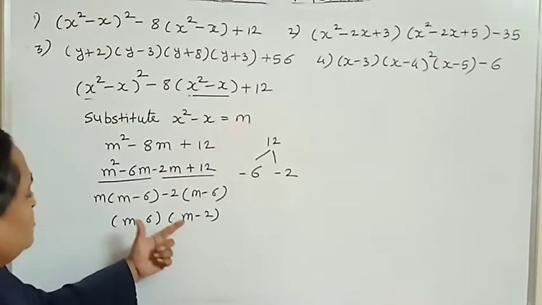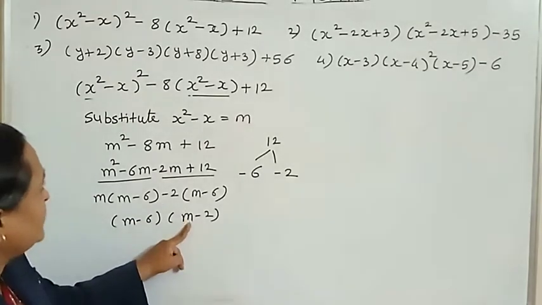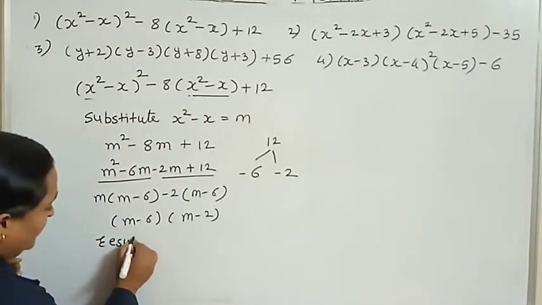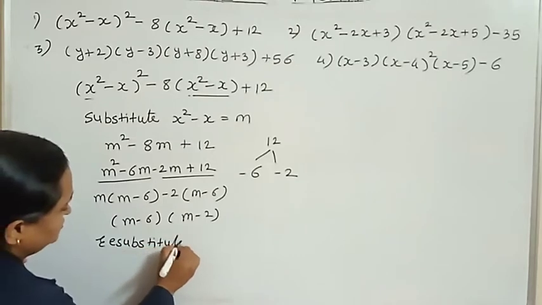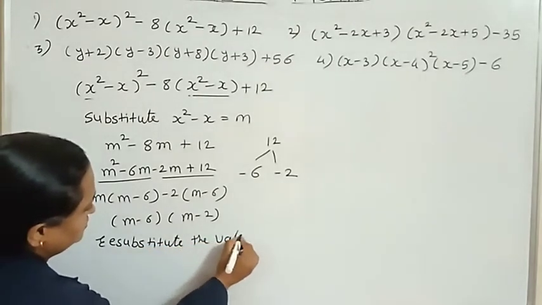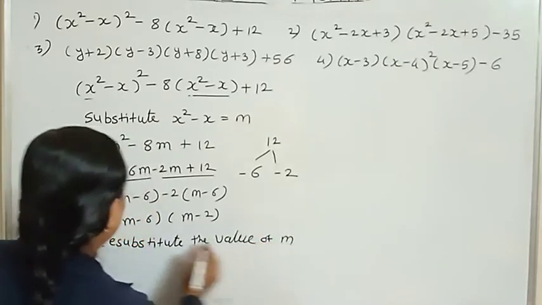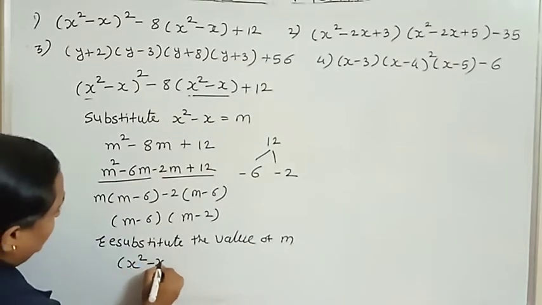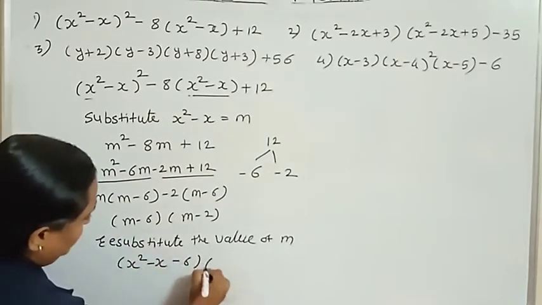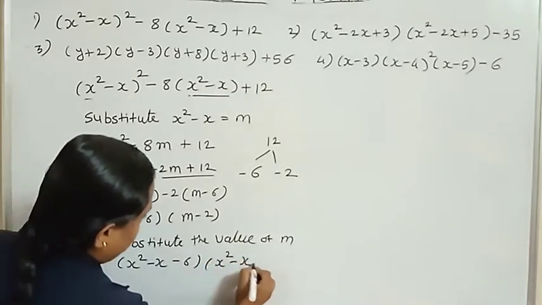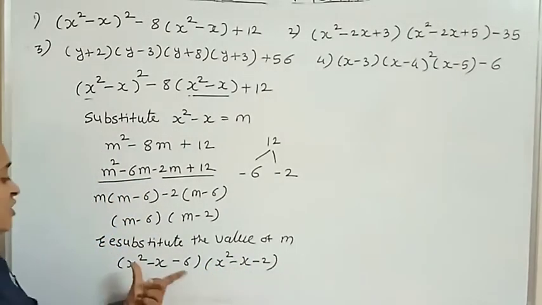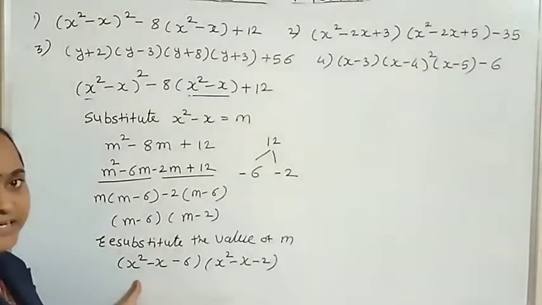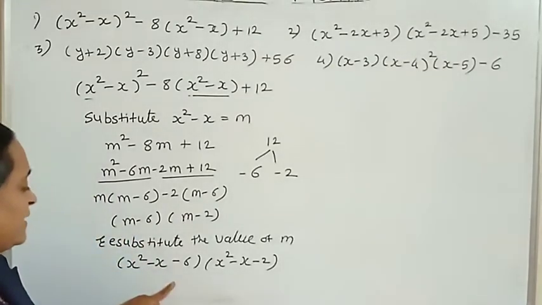Now you got the answer, but your answer is in the m variable, and in the example the x variable is given. So again you have to resubstitute the value of m. The m value we have written here is x square minus x. Then we will write x square minus x minus 6 in the first bracket, and x square minus x minus 2 in the second bracket. Now again you have to find the factors. The same process can be used, or we can write directly, since you understood how to do that.